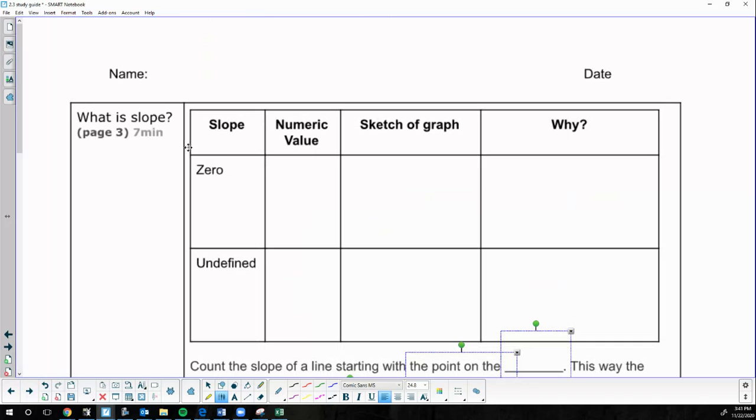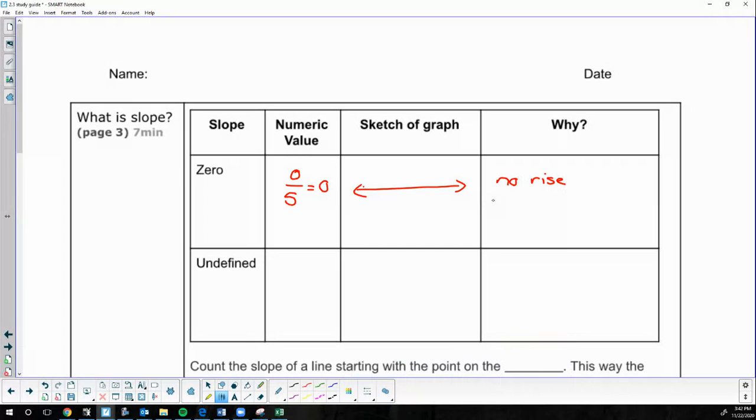Okay, a zero slope, the numbers would look something like this. Okay, the sketch of that graph looks like this. That's your horizontal line, has a zero slope. Okay, the why is because it has no rise. All right, and zero slopes, it's important to remember that they create horizontal lines.